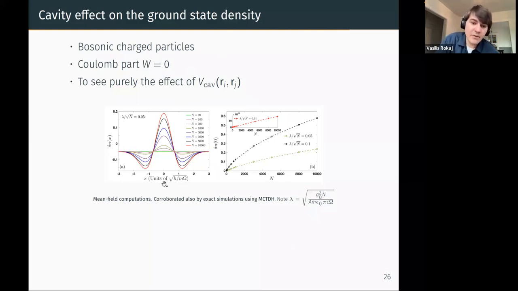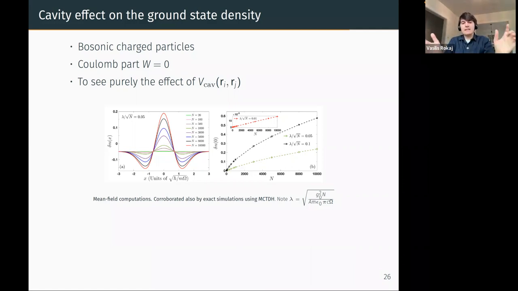On the left-hand side of this panel, we see the actual many-body density of the system for different values of the particle number. We go from 20 particles all the way to 10,000 particles. And what we see is that as we put more and more particles, on the sides you are losing weight from your density. Here, this is the difference of the coupled density from the uncoupled density, okay? And around the origin of your trap, you see that the coupled density increases.